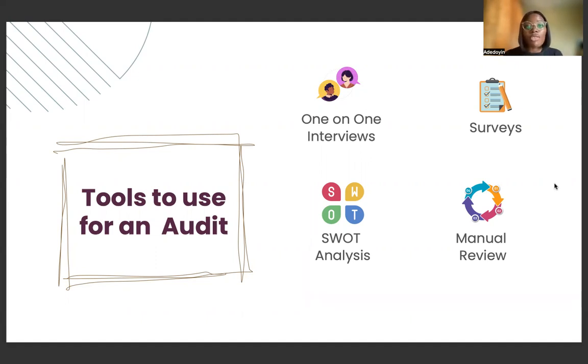You can also do surveys. You can look at the SWOT analysis. Where is this organization strong in terms of its communications? Where is it weak? So this SWOT analysis is communications based.